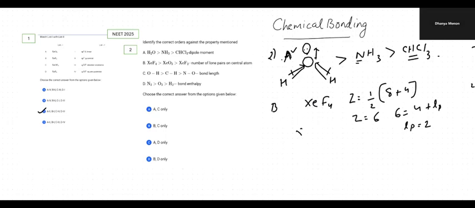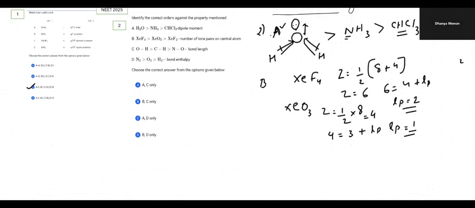Now coming to XeO3, Z is equal to half of 8. There's no negative or positive charge. So 4. So 4 is equal to how many bonds are there? 3 plus lone pair. So lone pair is equal to 1. Okay. So the first two are correct. XeF4 is greater than XeO3 in terms of lone pair, but we have to check the third one, XeF2. Half of 8 plus 2 monovalent atoms, that is 5. So 5 is equal to 2 plus lone pair. So lone pair is equal to 3.